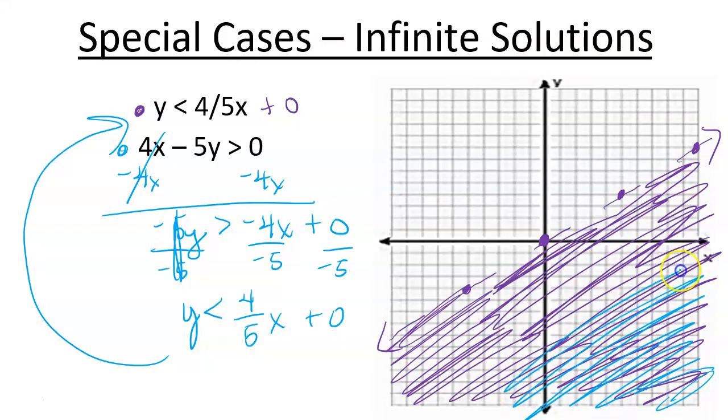So if I was to graph this, I would graph right on top of it, and my overlap would be the same area because it's the same line. So infinite solutions would be when you have the two exact same areas shaded in.